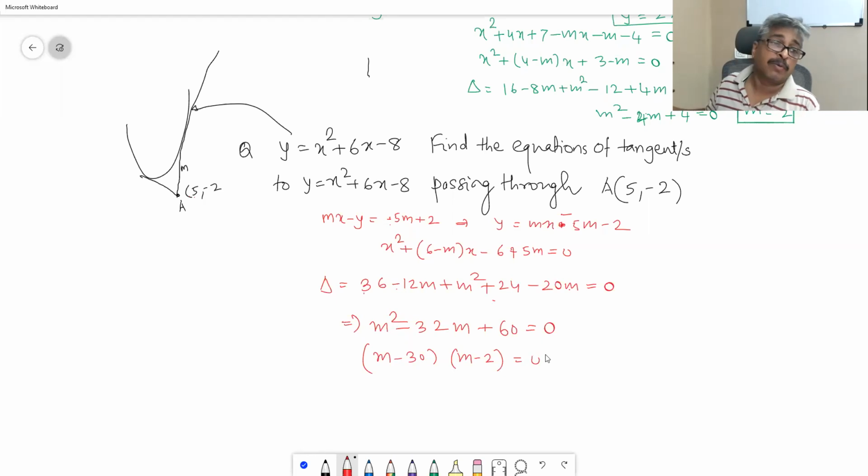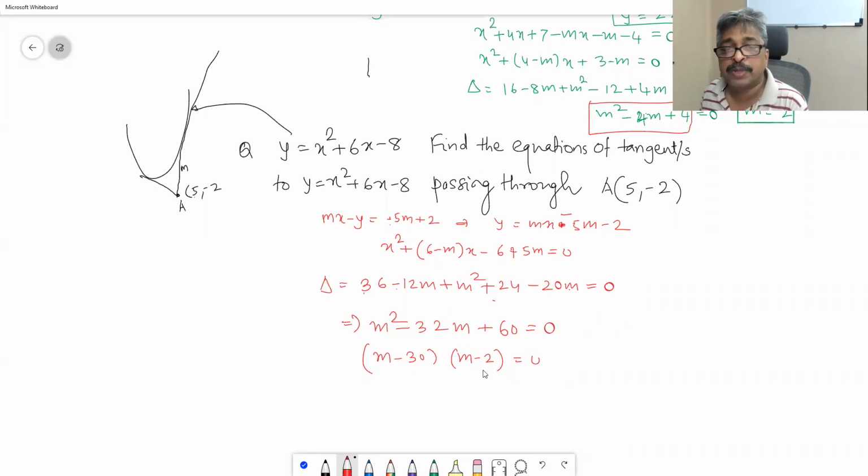So for two values of m, we are getting coincident roots. Earlier, because the point was on the parabola, we were surprised: how come this is a perfect square? Because the point was on the parabola. Now the point is away from the parabola, you get two different slopes, and both of them will make this quadratic equation a perfect square. Let us check that.